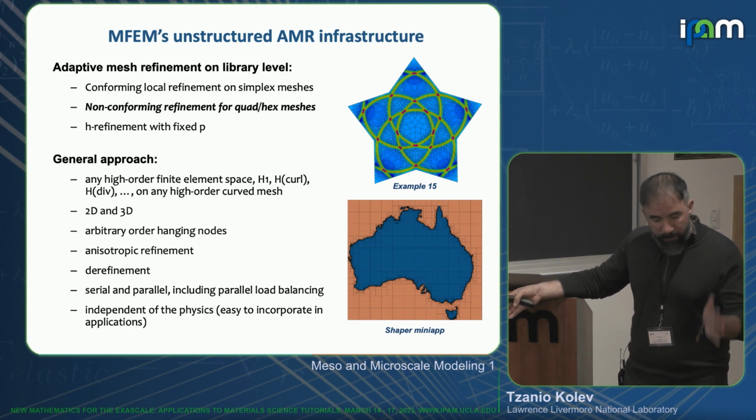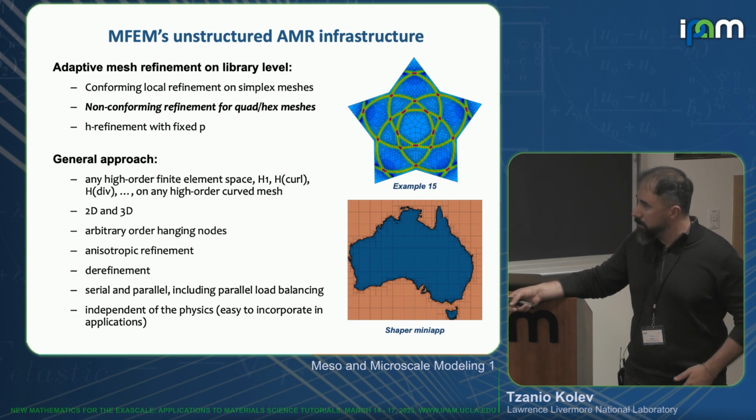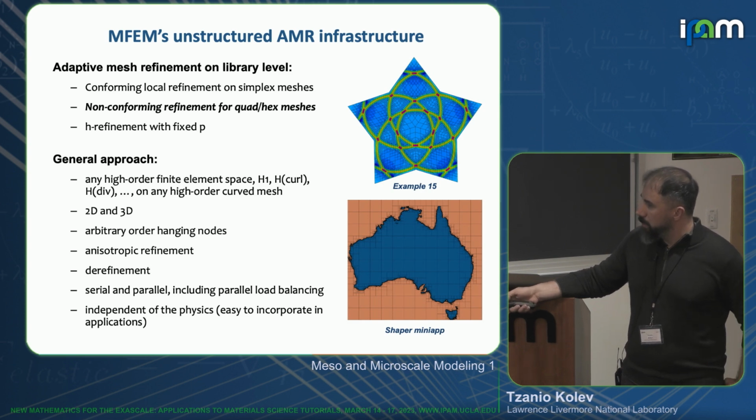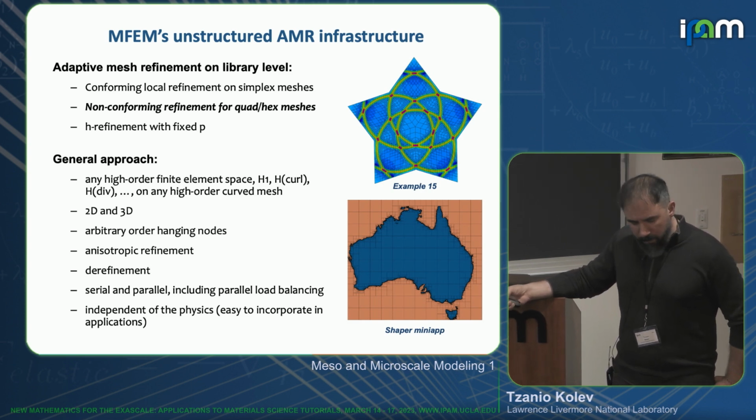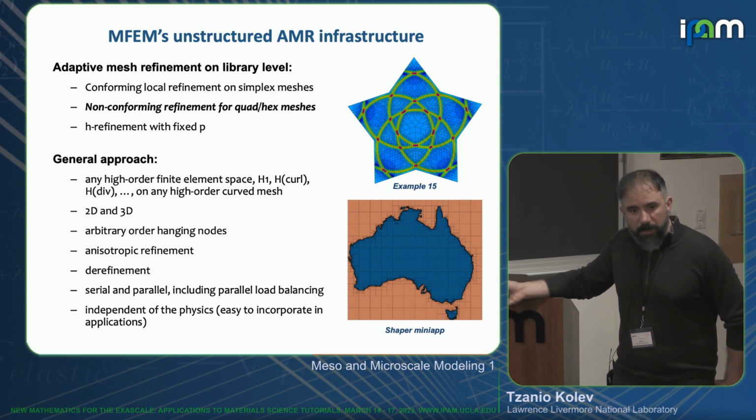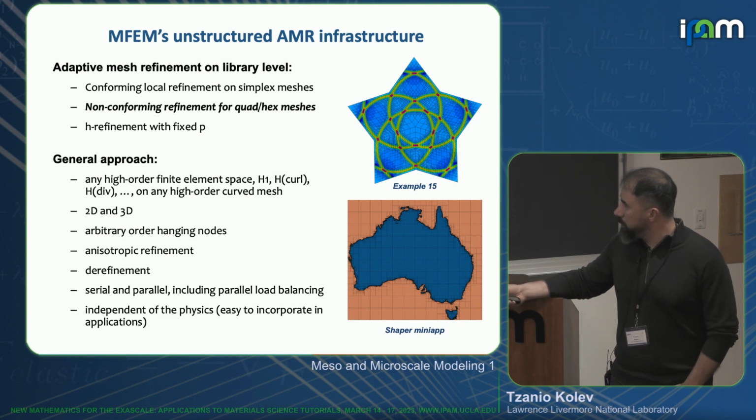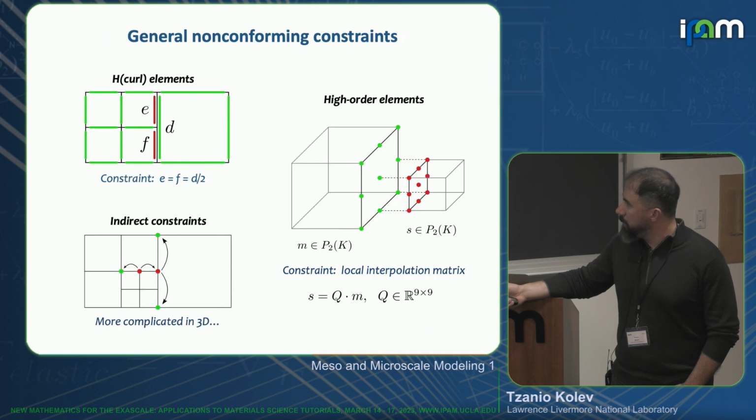We support anisotropic refinement, which means refining only in certain directions. The refinement works in serial and parallel. And the most important thing probably is that it's independent of the physics. This is just a different finite element space. It's done at the finite element level. Okay, and these are just two of the examples in MFEM that show that.